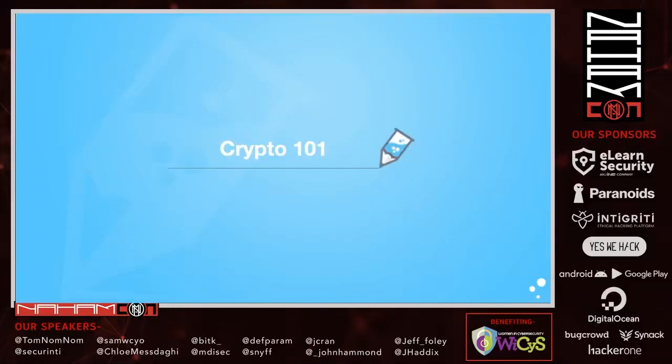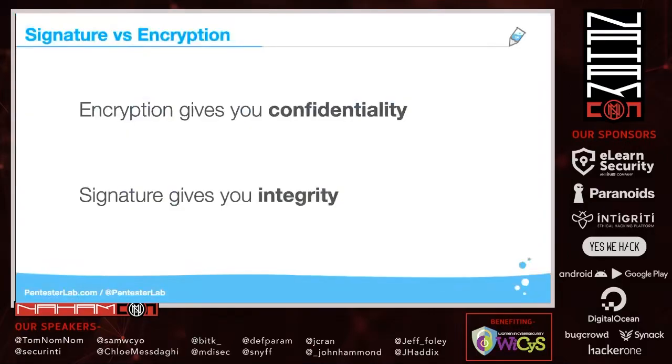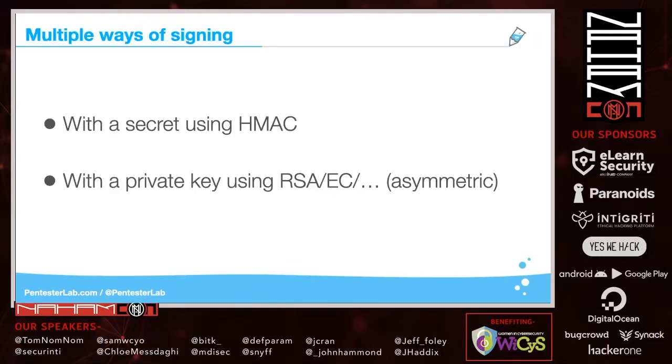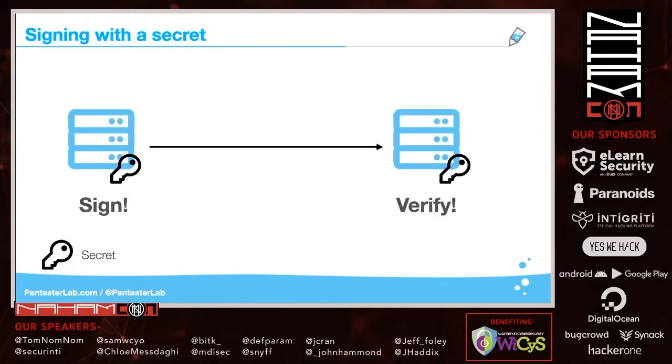A bit of crypto 101. Let's get started. You have two main things in crypto: encryption that gives you confidentiality, amongst other things, and signature that gives you integrity. And sometimes encryptions give you integrity as well, but let's keep focused on these two things. When you do signing, you have a secret and you're using, for example, HMAC, or you can have a private and public key and using asymmetric crypto with RSA and elliptic curve or other things like that. When you have a secret, you sign with the secret and you verify with the same secret.